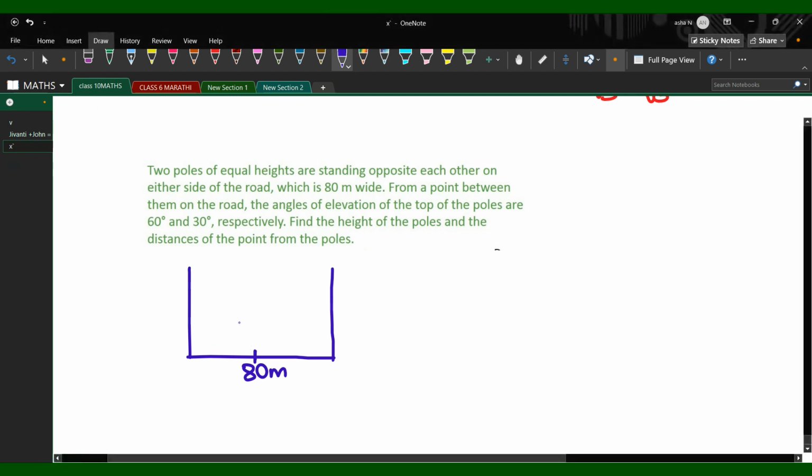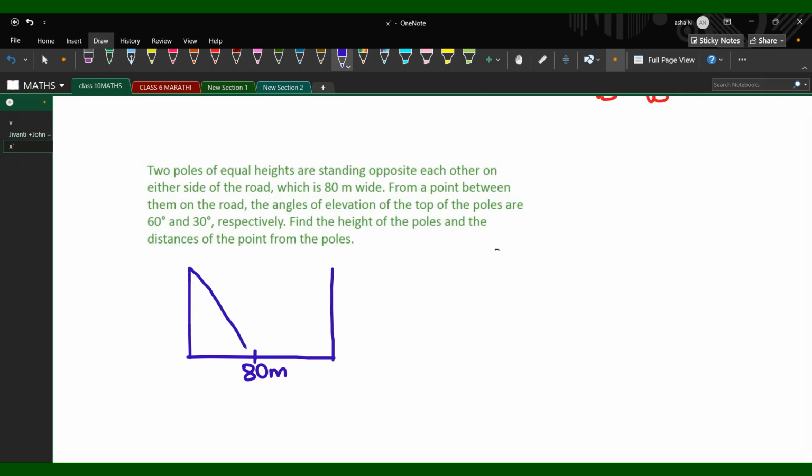From the point between them on the road, the angle of elevation from the top of the poles are, here it is one, we will take it as 30 degree, and the other, what they are saying, 60 degree. One is 60 degree and the other is 30 degree. So here if we make, it will be 60 degree. Find the height of the pole and the distance of the point from the pole.